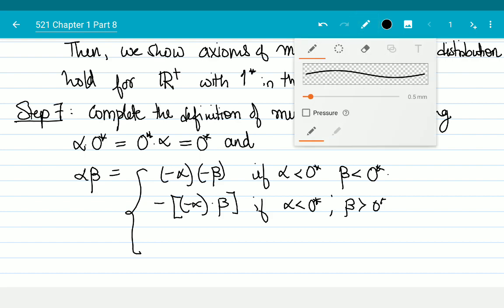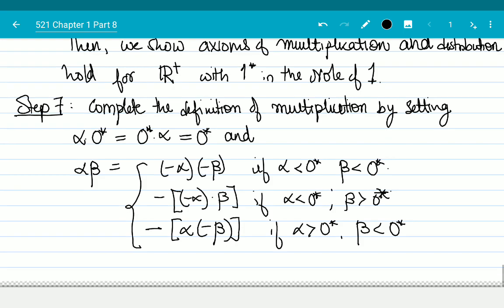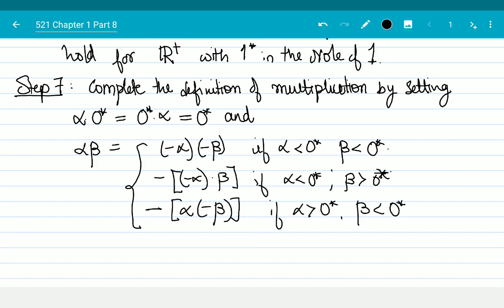Or the third one: minus of alpha times negative beta, if alpha is greater than 0 star and beta is smaller than 0 star. So what are we doing? Why are we defining it this way? Well, it is easier to define. We have defined multiplication for negative numbers, positive numbers.